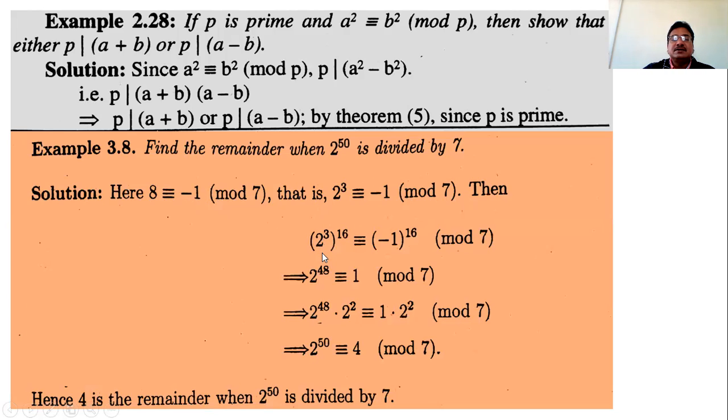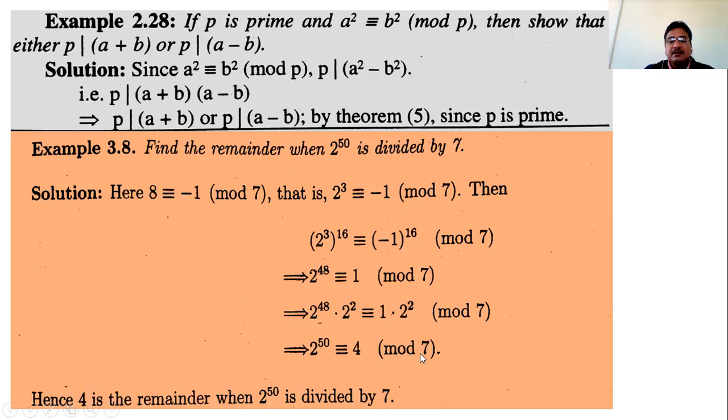And then taking the 16th power of both sides, because we have to find 2 raised to 50. So taking the 16th power of both sides, we have 1 raised to 16, and this is 2 raised to 3 raised to 16. A raised to m raised to n is A raised to m into n. This is 2 raised to 16 into 3, that is 48, is congruent to 1 modulo 7. Then multiply both sides by 2 squared. We have 2 raised to 48 into 2 raised to 2 is congruent to 1 into 2 raised to 2 modulo 7. And then we have 2 raised to 50 is congruent to 4 modulo 7.